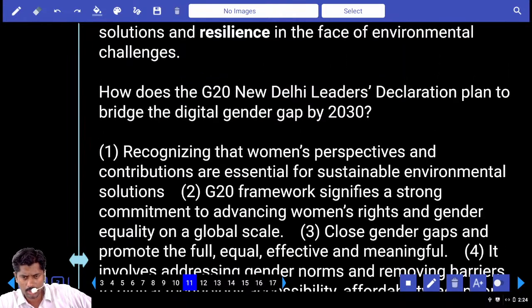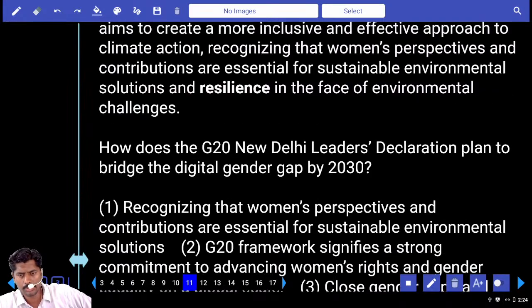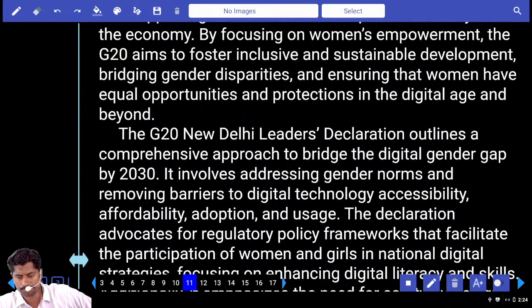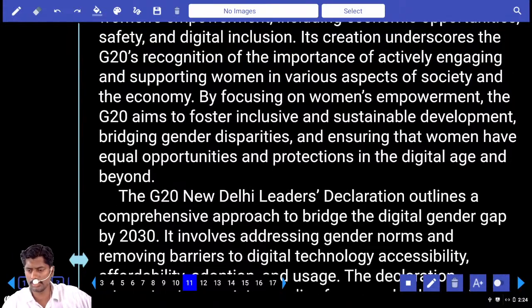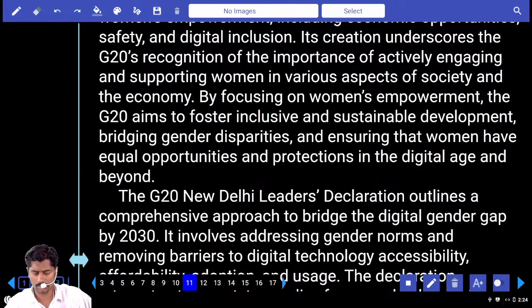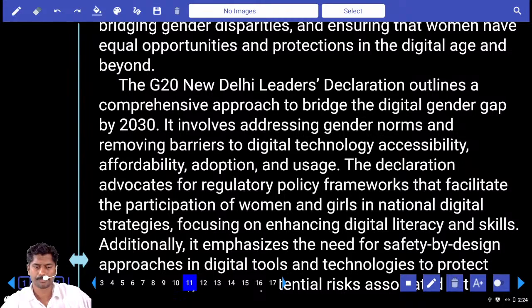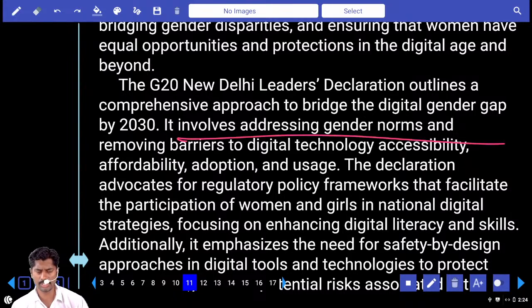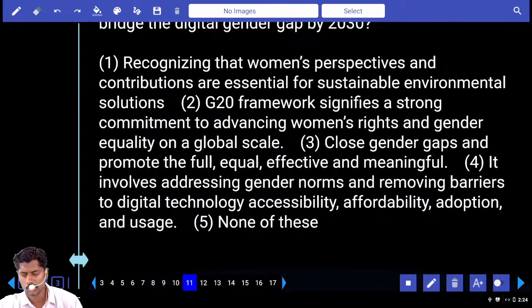How does the G20 New Delhi leaders declaration plan to bridge the gender digital gap? It is mentioned in the third paragraph of the leaders declaration. It involves addressing gender norms, removing barriers to digital technology accessibility. Yeah, it is mentioned. So 2 or 4? Go with 4.